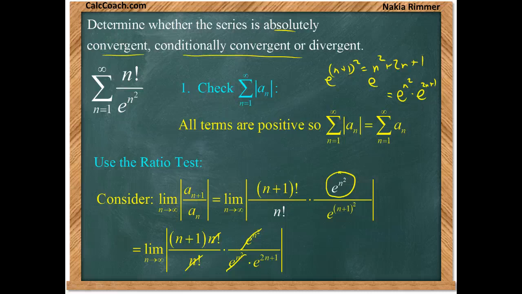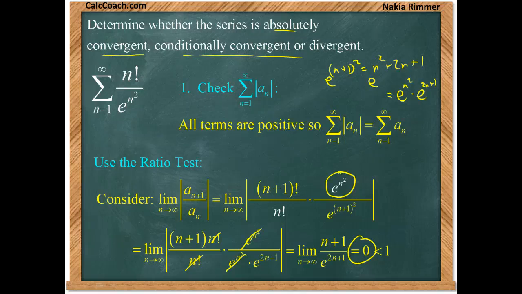Ultimately, no need for absolute value. We're left with n plus 1 over e to the 2n plus 1. That goes to 0. We can just argue that based off the fact that the denominator is exponential while the numerator is polynomial. If your denominator grows faster than your numerator, the limit's 0. Great. Let's go to the next slide to conclude.